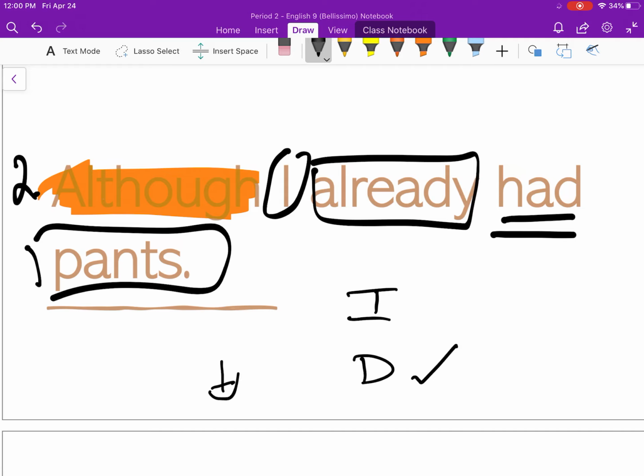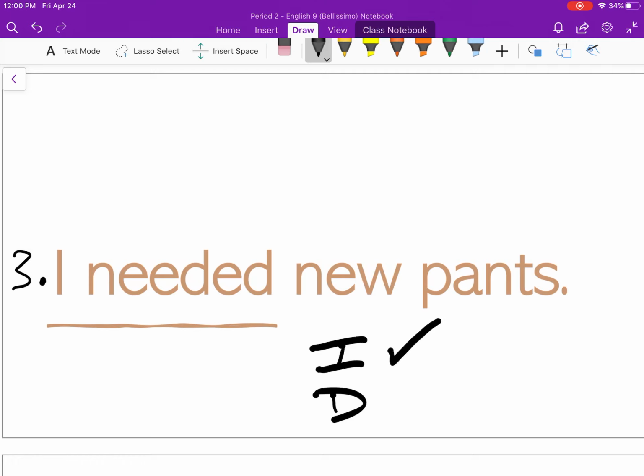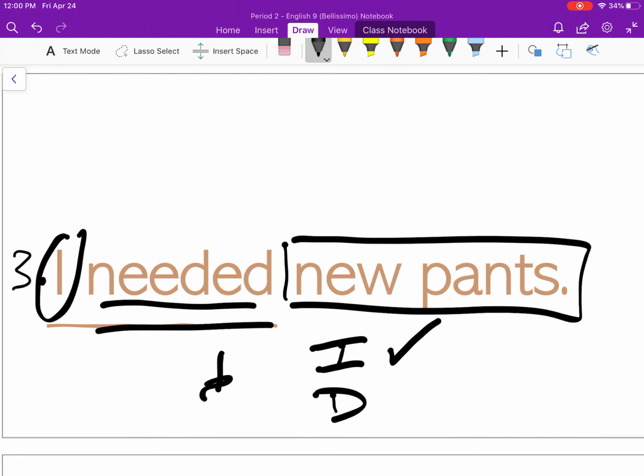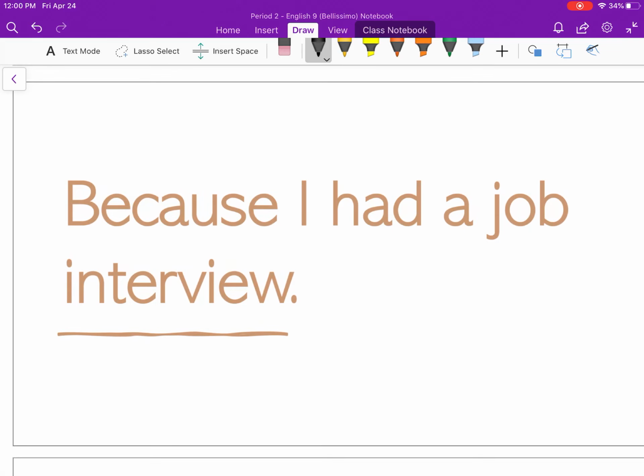All right, number 3. I needed new pants. Independent or dependent? Ready? Independent. We have our subject, we have our verb, we have the rest of the sentence. Okay, let's keep going. The more you do, the easier these become.